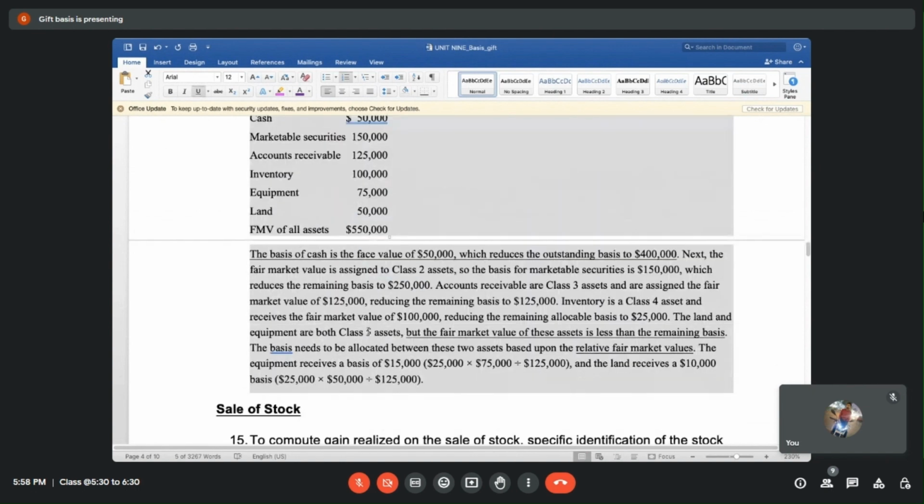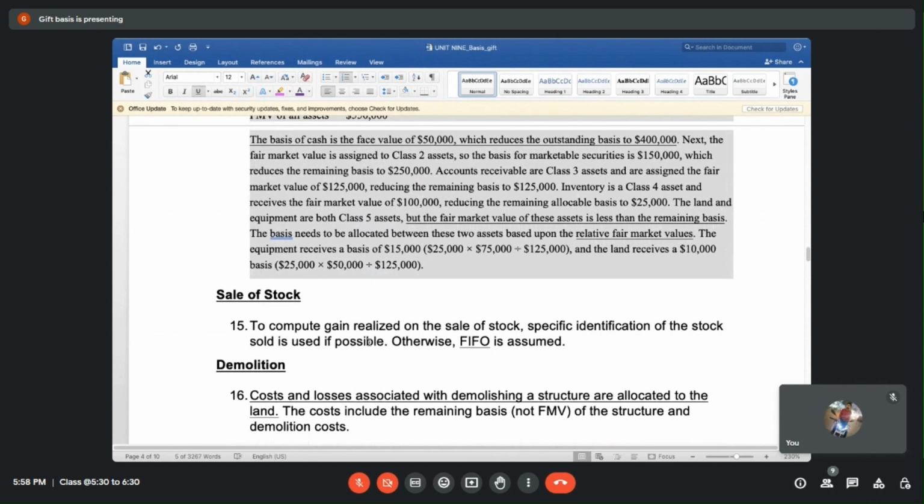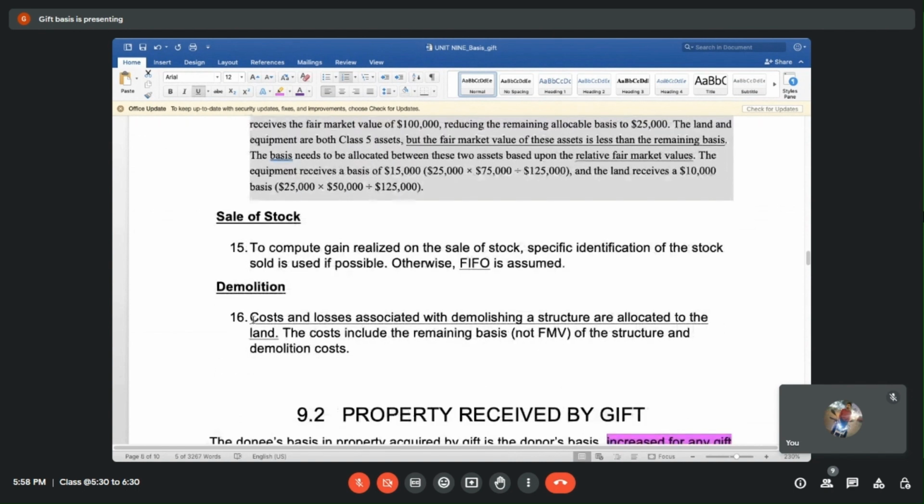We have seen this example yesterday, so we're not going to go over it now. We have seen demolition: all the cost or loss associated with demolition of a structure will always go to the land. That gets added to the land basis. It will not go to the building.